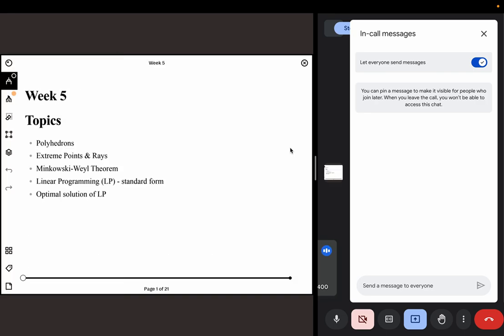So we discussed what a polyhedron is. Essentially, these are the sets which you can describe as an intersection of half spaces. So it should be written in the form Ax less than or equal to b.